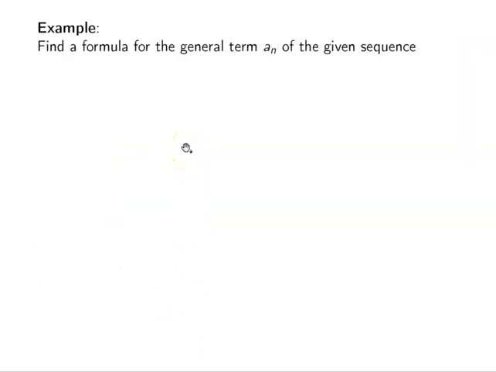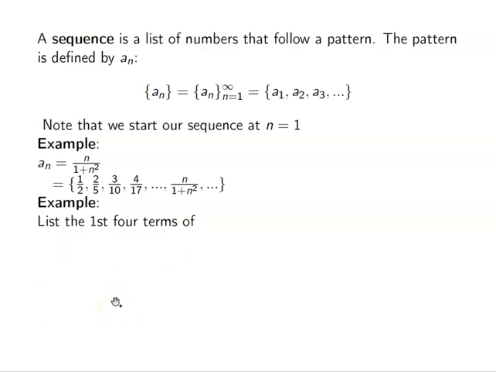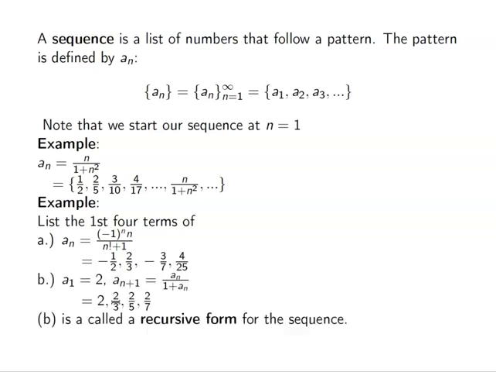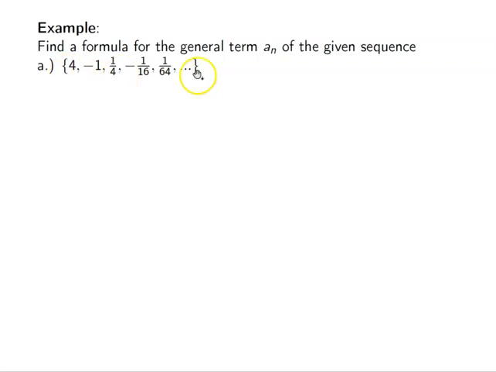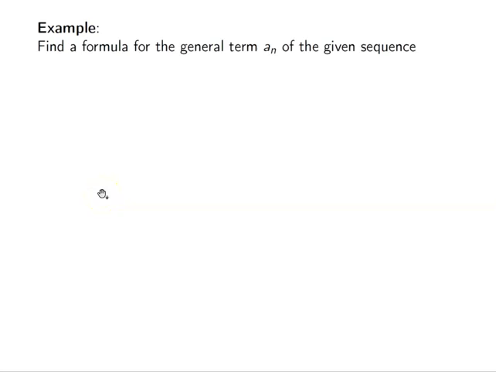Next example is find a formula for the general term a sub n of the given sequence. So this is something that's much, much more common. Yeah, we will have to find the terms. That's something that we are definitely going to be doing, right? So you'll be given a formula like this, and then yeah, you got to find a few of the terms. But it's also very common to be given a sequence, and then you have to find the general form for it. This is a very, very common thing, and it can be very, very difficult to do.